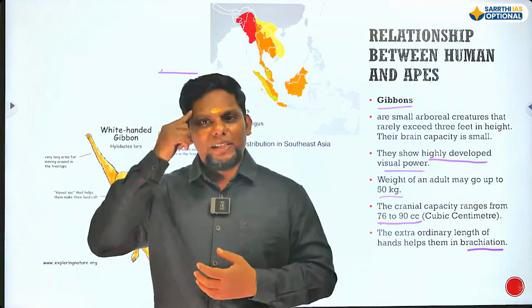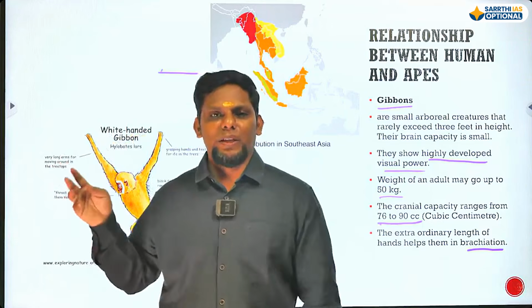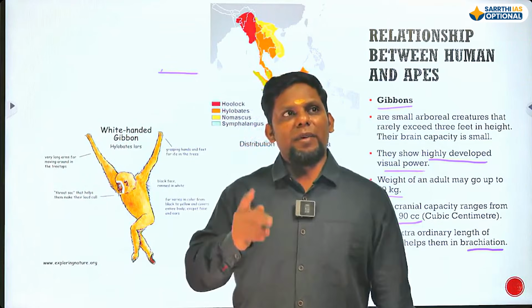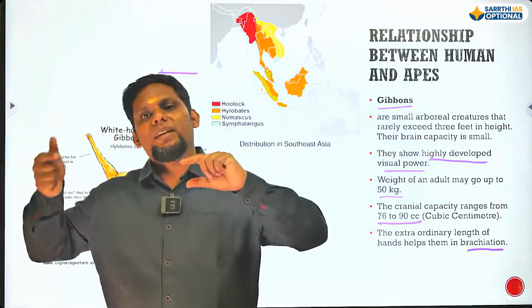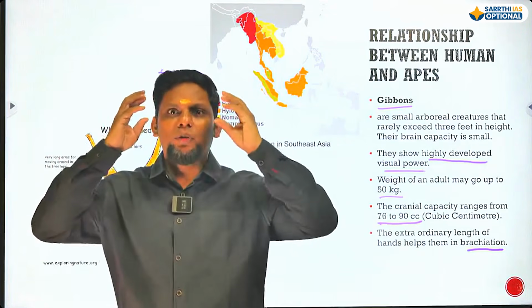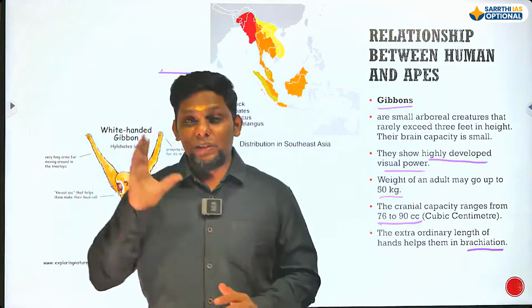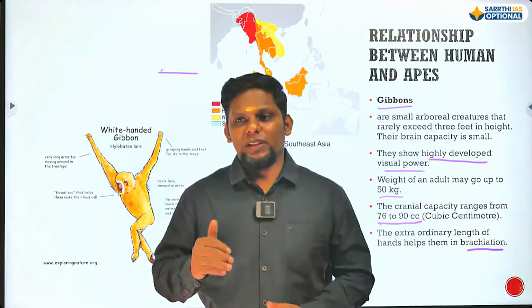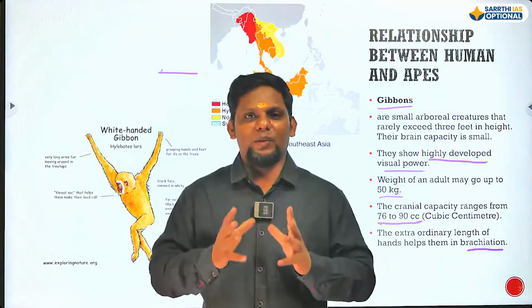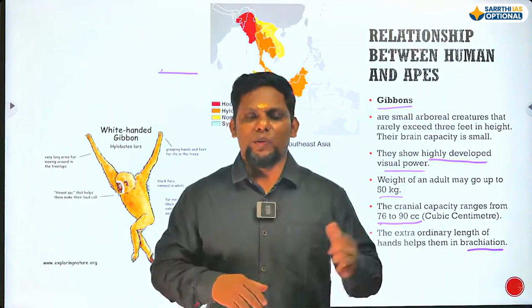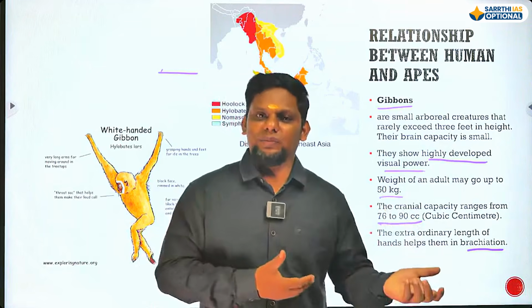Their cranial capacity, if you look, is somewhere on average between 76 to 90 cubic centimeters. Cranial capacity means the size of the brain measured in cubic centimeters, literally the volume of your brain, 76 to 90 cc. Just to give you a comparison, humans have 1350 on average. Now, it doesn't mean that I have 1350 and you have 1350. You might have 1,000, you might have 1,400, I might have 1,200. You get the picture, right?